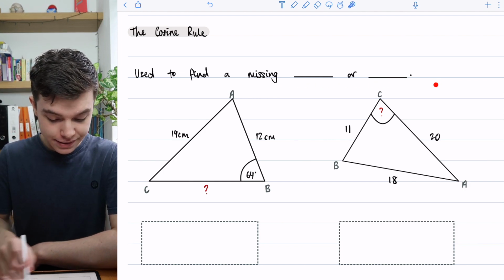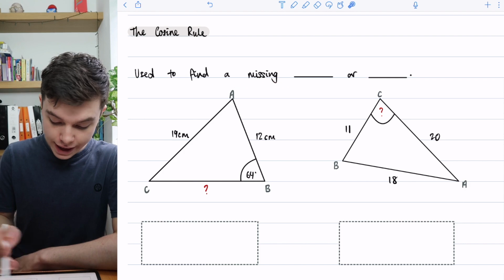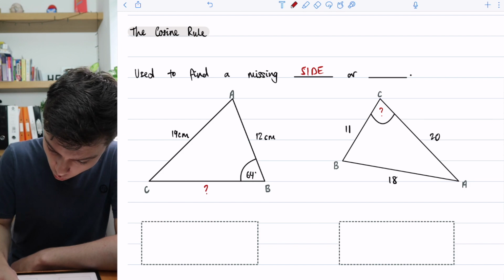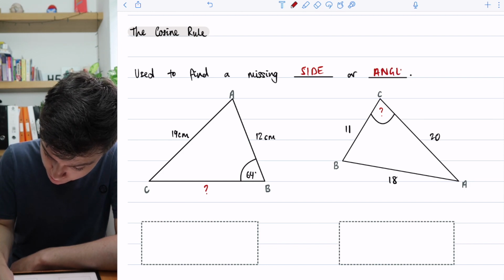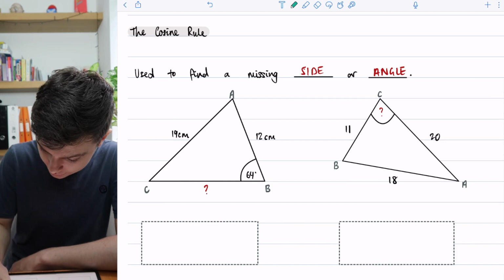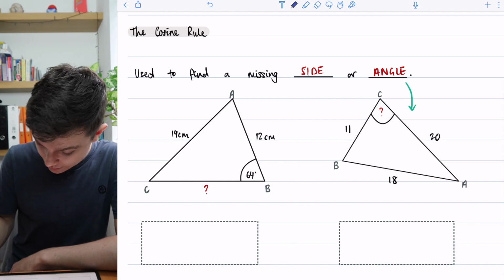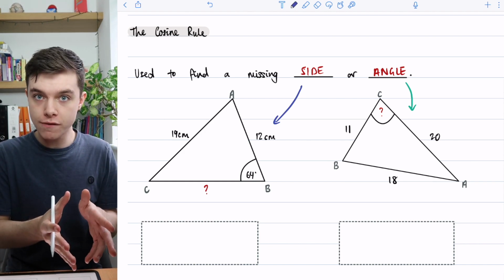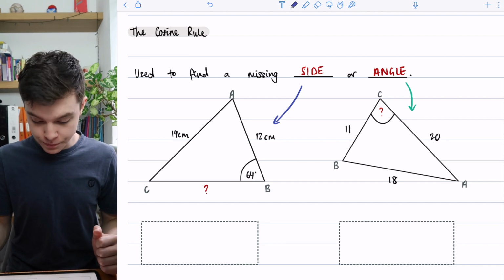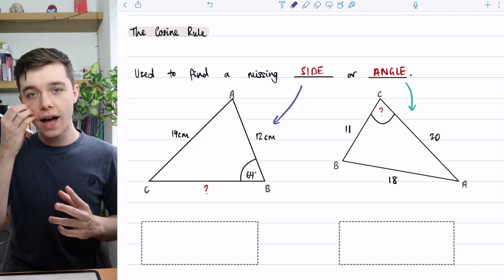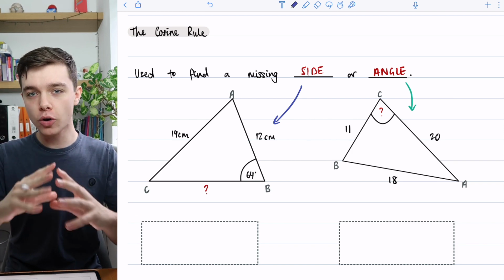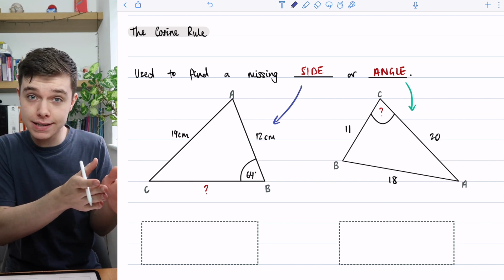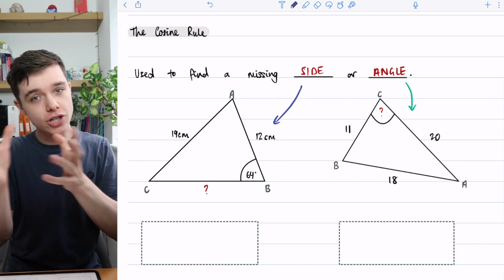So we can fill in the blanks here. The cosine rule is used to find a missing side or a missing angle. And if I put a little arrow, that is the missing angle triangle and that is the missing side. So those were just two examples, one of a missing side, one of a missing angle. There are two different formulas, but actually they come from the same formula. You can get from one formula to the other just by starting with one and doing a little bit of manipulation to give you the other one.